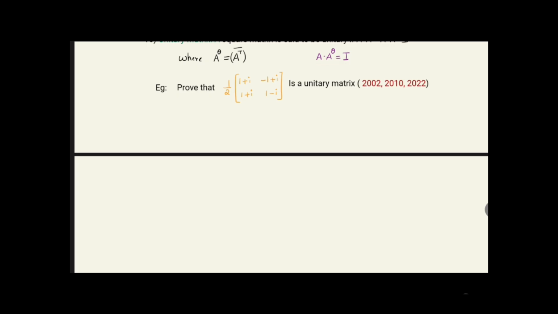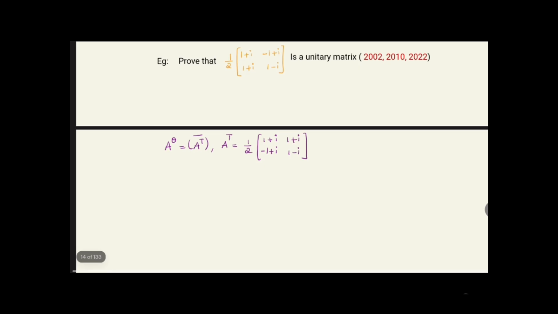First, let me see what is A to the power of theta. A to the power of theta is nothing but A transpose whole bar. That means first I should find out A transpose. So A transpose is equal to 1 by 2 into the matrix 1 plus i, 1 plus i, minus 1 plus i, 1 minus i. So this is A transpose. Let me check once again, students: first row, first column, second row, second column.